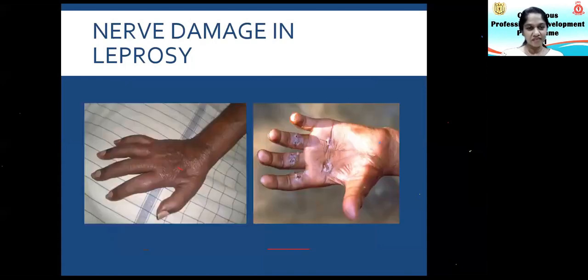Then hands. Acutely, it can involve the ulnar nerve and cause small muscle weakening of the hands.